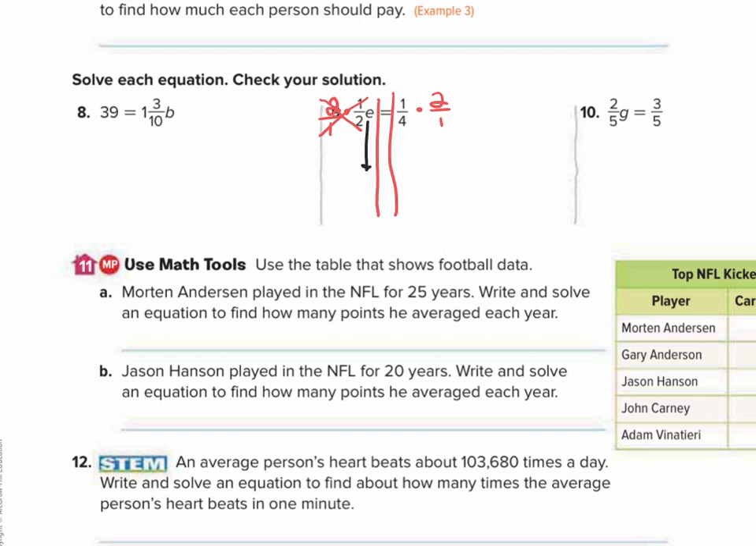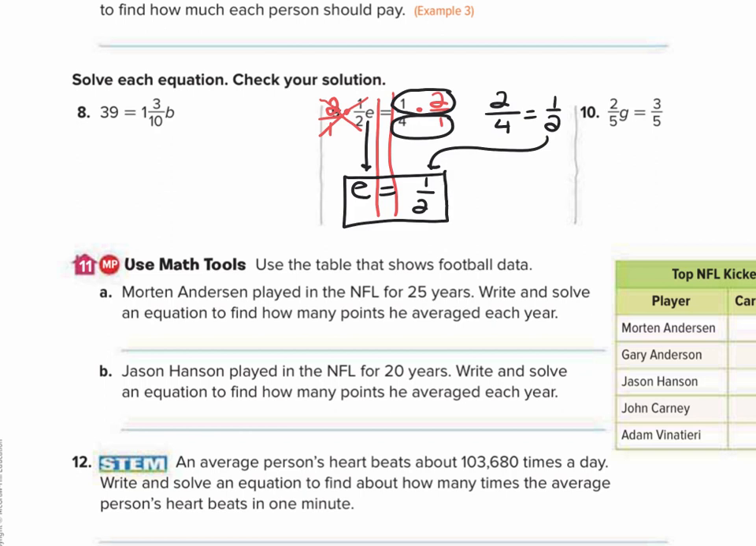So now on this side, all we're left with is E. Then on this side, we multiply. Multiply the numerators. 1 times 2 is 2. Multiply the denominators. 4 times 1 is 4. 2/4 can be simplified to 1/2. So E equals 1/2.